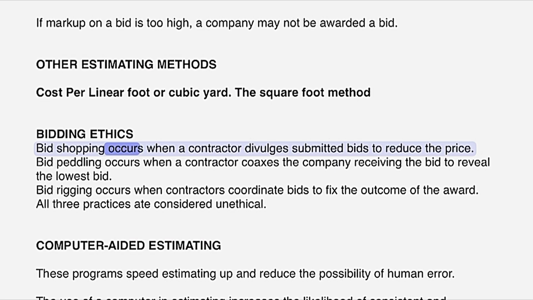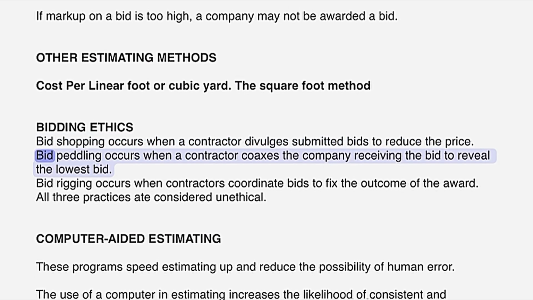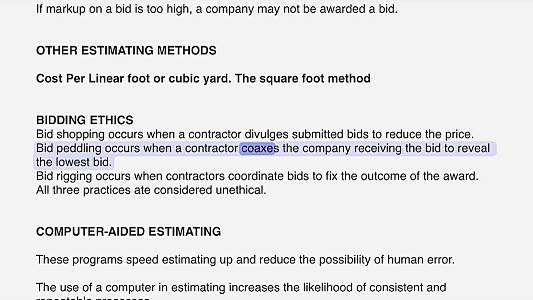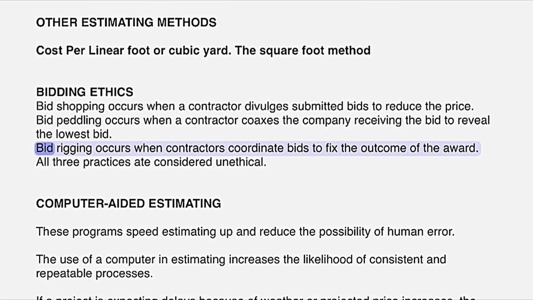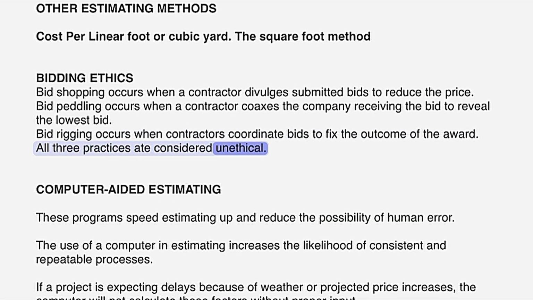Bid shopping occurs when a contractor divulges submitted bids to reduce the price. Bid peddling occurs when a contractor coaxes the company receiving the bid to reveal the lowest bid. Bid rigging occurs when contractors coordinate bids to fix the outcome of the award. All three practices are considered unethical.